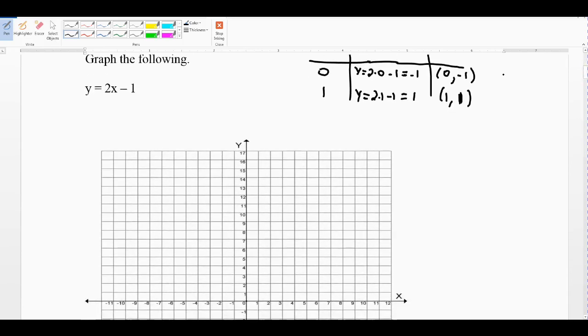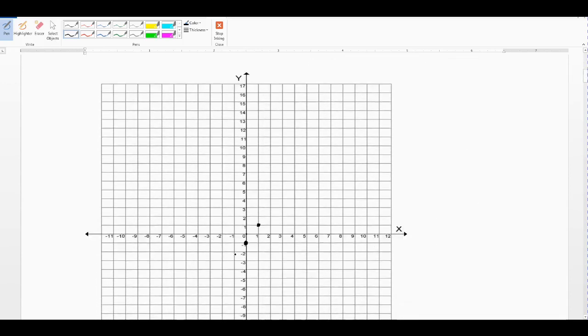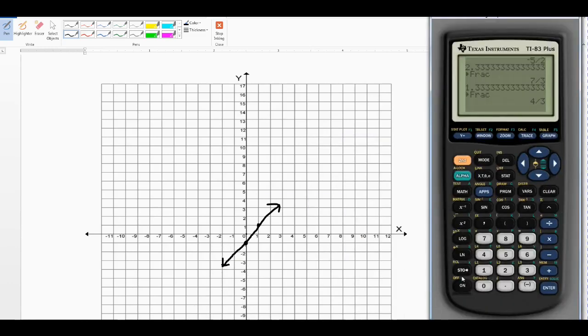Now let's plot those. 0, negative 1 is here. And 1, 1 is there. And now let's play connect the dots. Put an arrow on the end showing that the line never ends. Here's the way I really want to do it, though. Calculator.